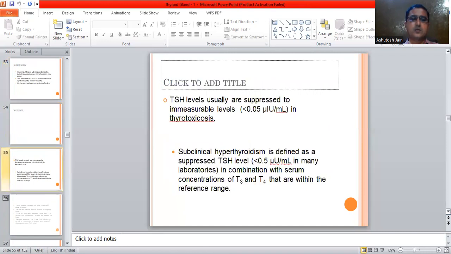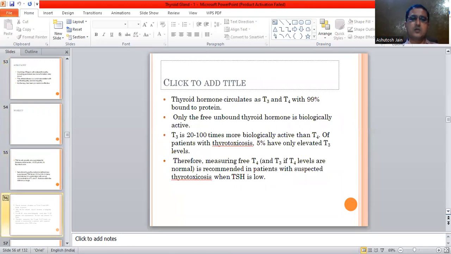TSH levels are usually suppressed to immeasurable levels, less than 0.05 microunits per ml, in thyrotoxicosis. Subclinical hyperthyroidism is defined as a suppressed TSH level in combination with serum concentrations of T3 and T4 that are within the reference range. Thyroid hormone circulates as T3 and T4 with 99% bound to protein. Only the free unbound thyroid hormone is biologically active.